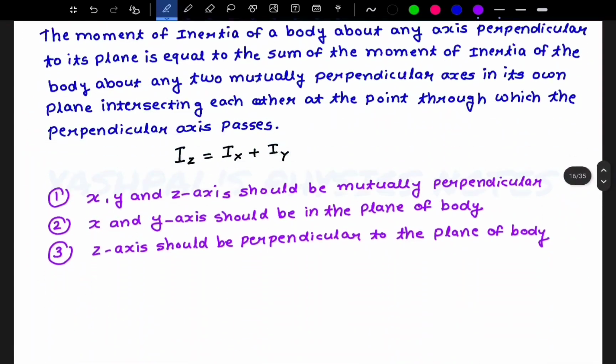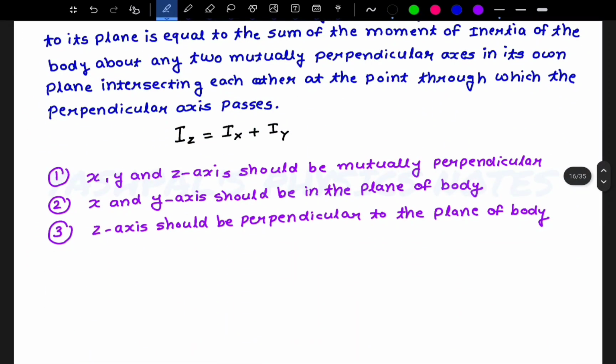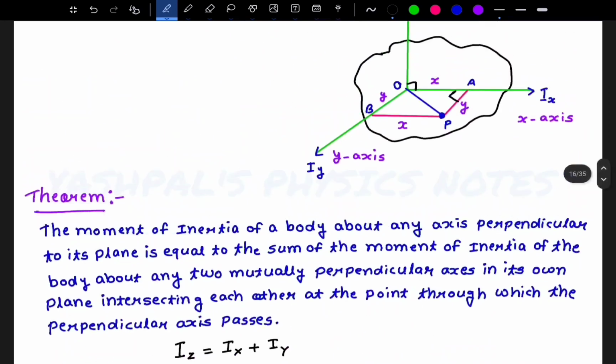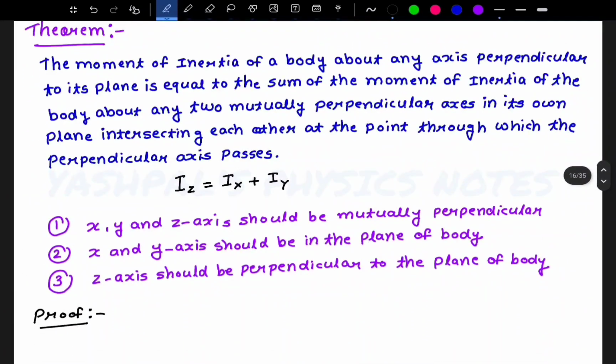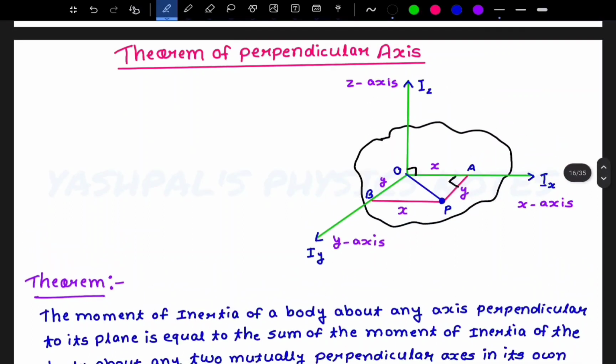So now we are going to start proving it. So here I am writing proof. From figure we are going to label some things. So here I am writing, suppose lamina is in xy plane. Lamina is nothing but a two-dimensional body. For example, a thin sheet of paper we can consider as lamina.